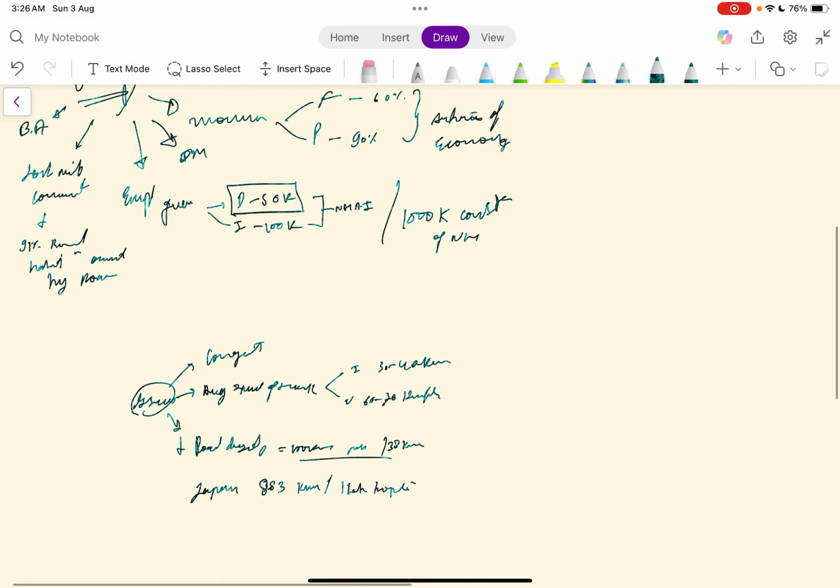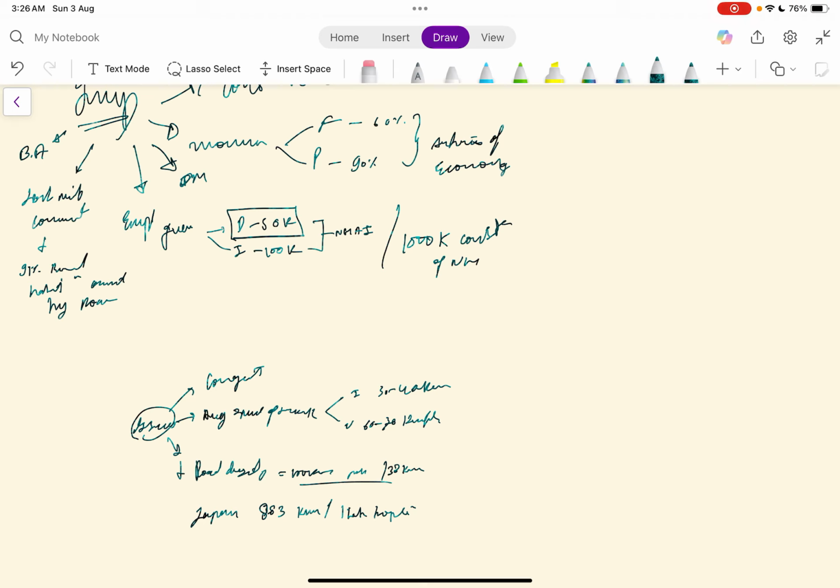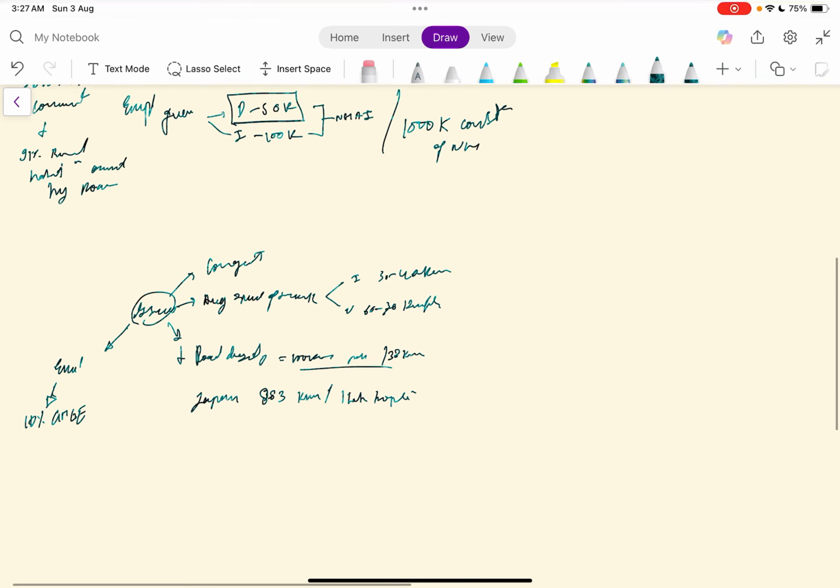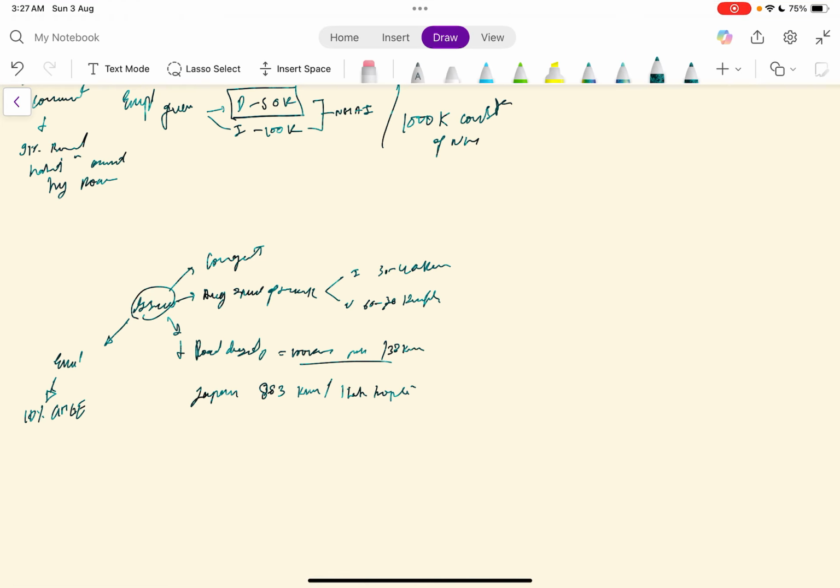What other issues does road transport face? Around 10% of greenhouse emissions are from road transportation. If we look at the environmental issues, road transport accounts for 10% of greenhouse gas emissions.